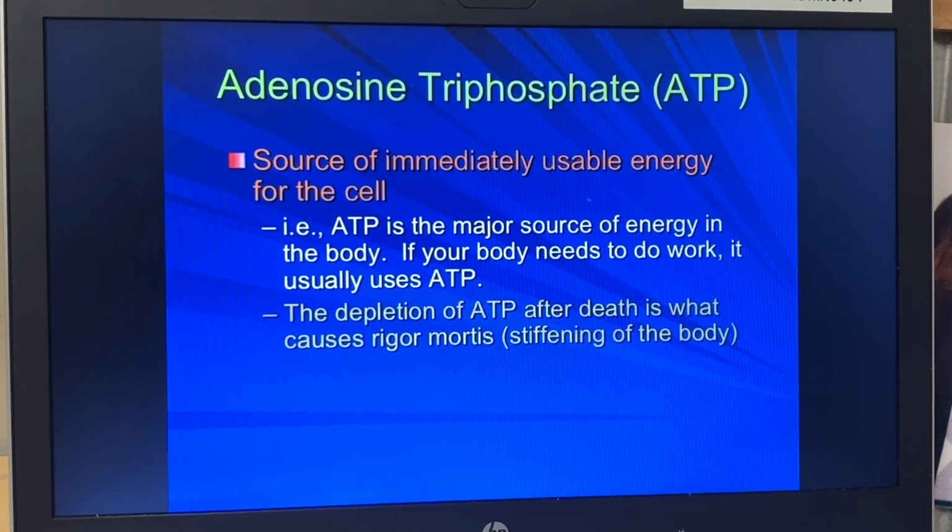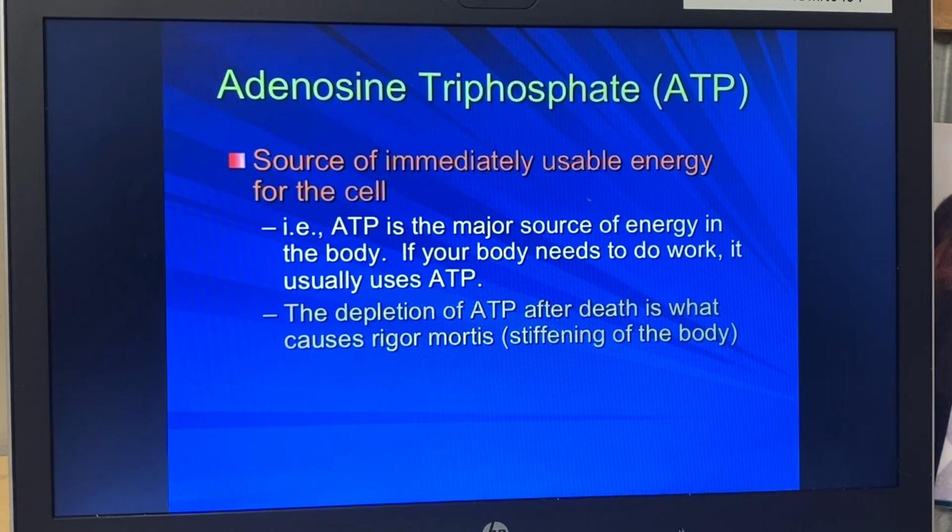Okay, so your cell is constantly producing lots of ATP, fancy name adenosine triphosphate, and every time it's going to do work, it has to burn some ATP to be able to do that. So ATP is simply the major source of energy in the body.